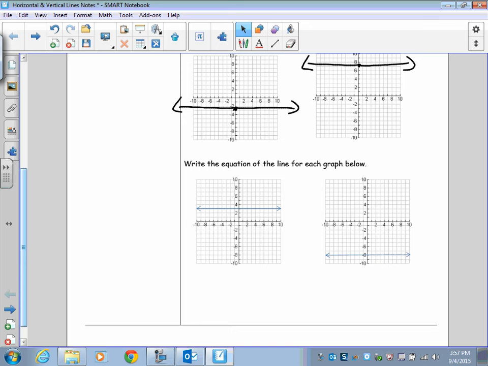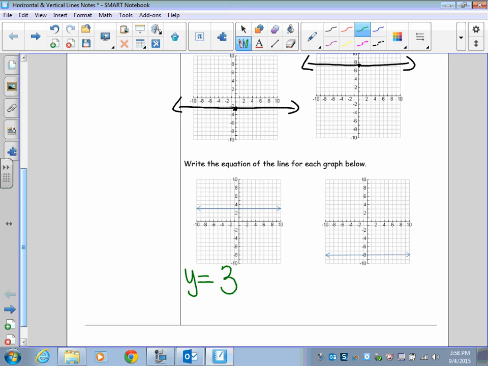Remember, your equation always has an equal sign in it, so the first thing that you're going to write is y, and then you're going to write your equal sign. After our equal sign, we're going to write our number, and your number is your y-intercept. That means where does the line hit the y-axis? In this particular graph, my line hits my y-axis at +3, which simply means write 3.